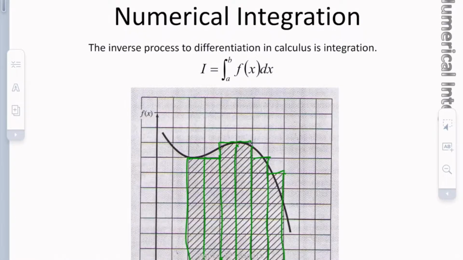the rectangles. So if the first rectangle has an area A1, the second A2, A3, A4, A5, and A6 for the third, fourth, and fifth rectangles, the integral from a to b is just the sum of the areas of these rectangles.